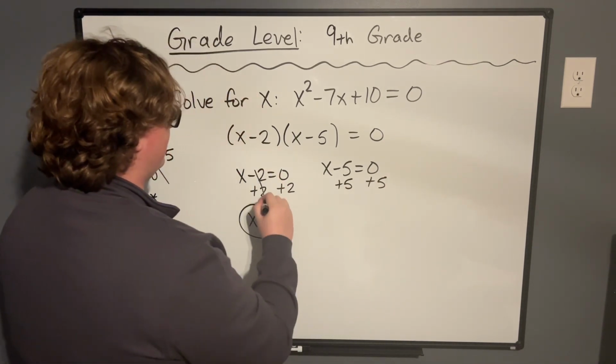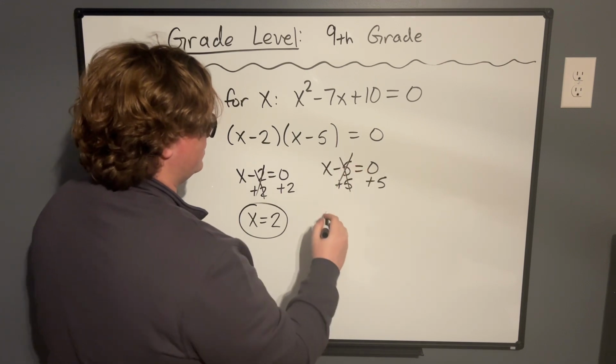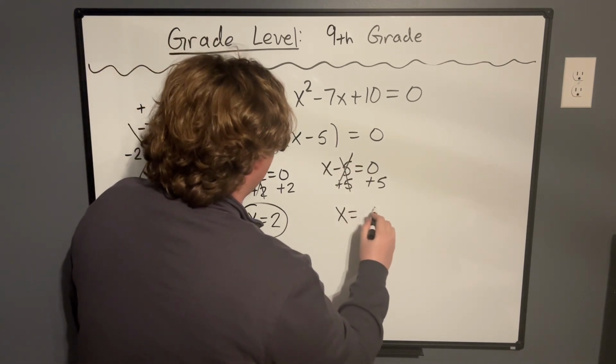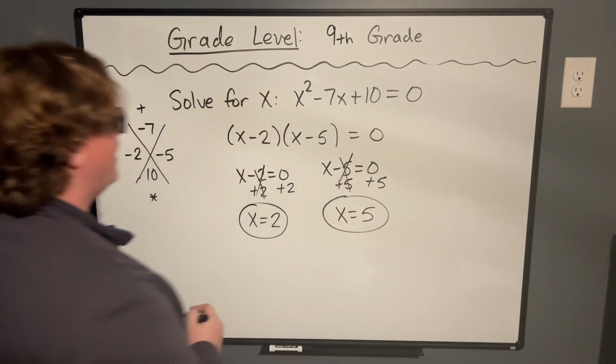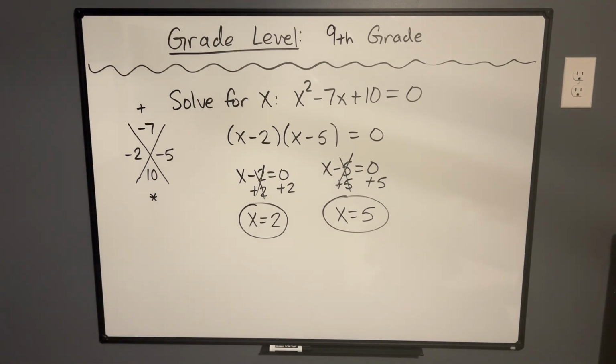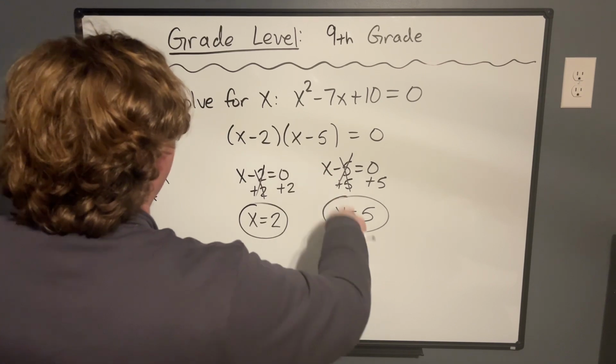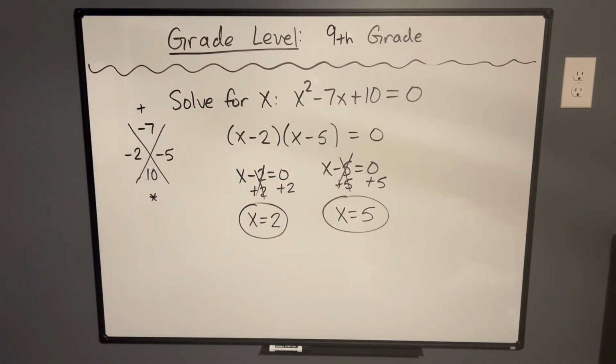And then this one, I need to add 5 to both sides. So again, this cancels, and I get that x is equal to positive 5. So I have x equals 2 and x equals 5, they both work. And again, you can always check these by plugging them back in for your x in the original equation. So yeah, that's it for our first year of high school. That was 9th grade. We're going to go ahead and move on to our sophomore year, or 10th grade.